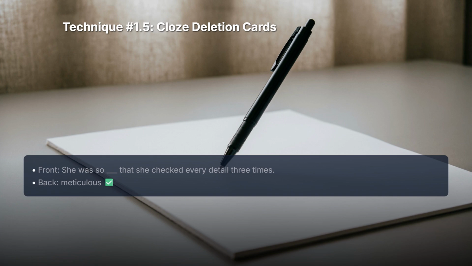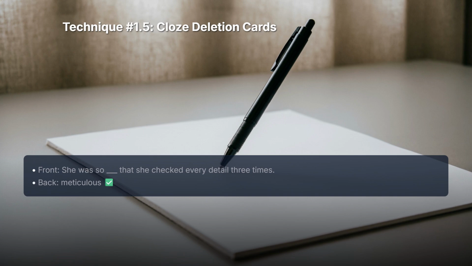Here's how to make them work. 1. Pull sentences from real articles, podcasts, or conversations. 2. Replace the target word with a blank. 3. Keep the rest of the sentence intact. 4. Always say the answer out loud before flipping. If you hesitate or need a hint, mark it as unlearned. This creates what psychologists call desirable difficulty, that tiny struggle your brain needs to build strong memory pathways.